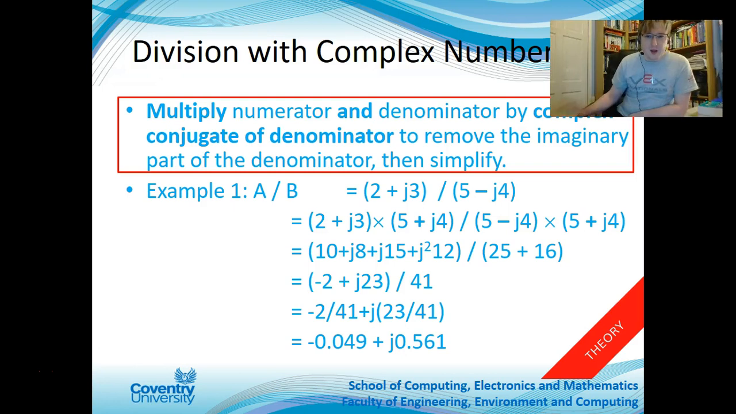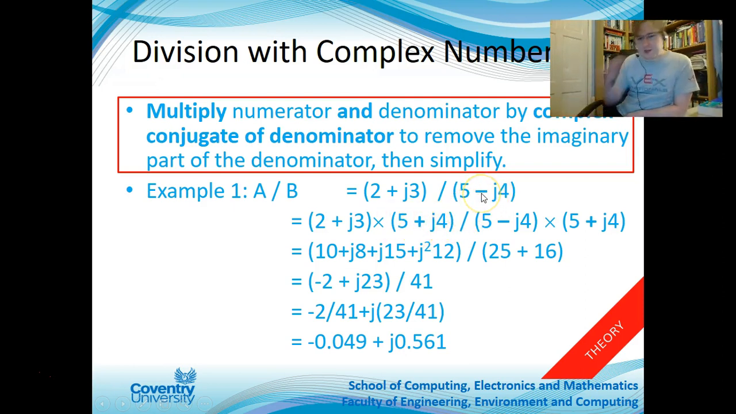Strange. Okay, so here's what we said about division. Basically, we have to multiply the numerator and the denominator by the complex conjugate of the denominator to remove the imaginary part of the denominator so we can simplify it. Say here, using the AB example from the previous slides, I've got 2 plus J3 divided by 5 minus J4. So you've got 2 plus J3, and you multiply that by the complex conjugate of the denominator, which is 5 plus J4.